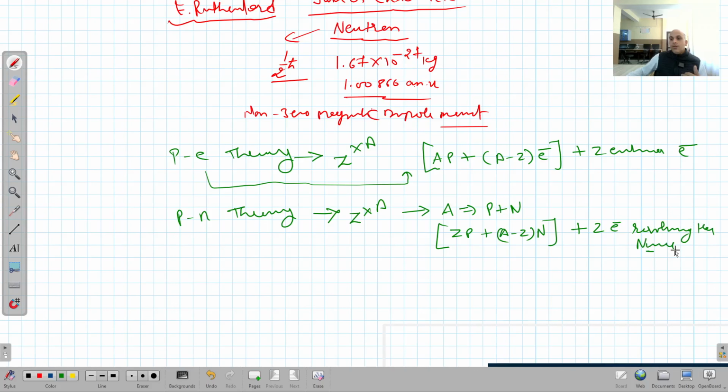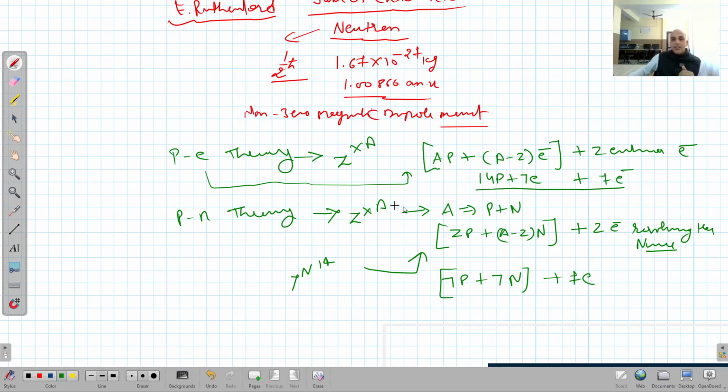Now we can see, if I take the example of 7 nitrogen 14, then according to this theory, the nucleus will have 7 protons plus 14 minus 7 neutrons. This is the picture of the nucleus, and 7 electrons are present outside the nucleus. So the total charge on the atom as a whole is 0, and it is neutral. But in the earlier case we have 14 protons plus 7 electrons inside, plus 7 electrons outside. So these are two different pictures, but now we know very well that this picture is discarded.